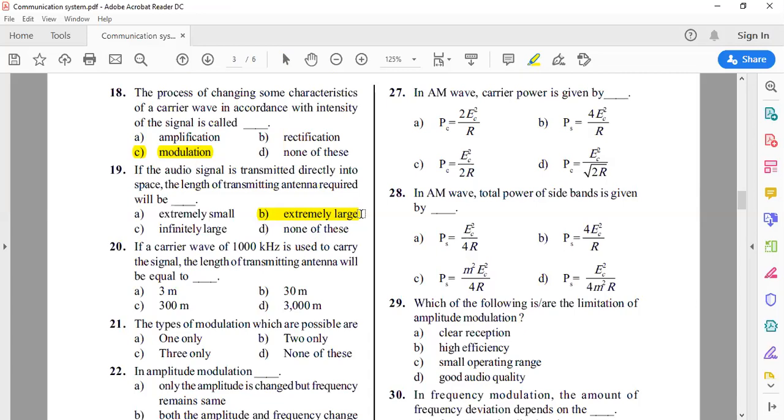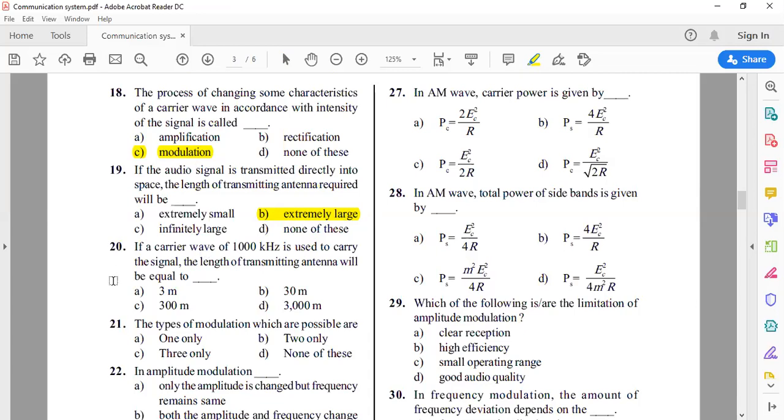For example, for 15 kilohertz, the required length of the antenna is 5 kilometer. 5 kilometer means it is extremely large. So for the audio signal, the frequency is 20 kilohertz and the required length of the antenna for 20 kilohertz is greater than 5 kilometer. So it is extremely large. Correct option is option number B.